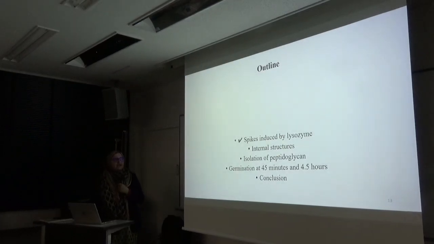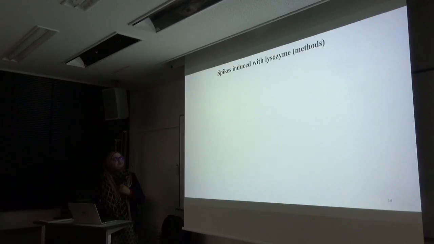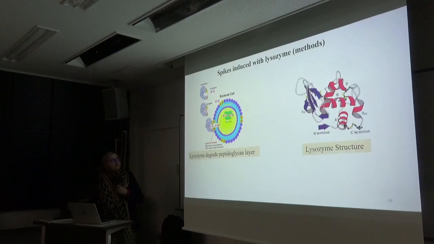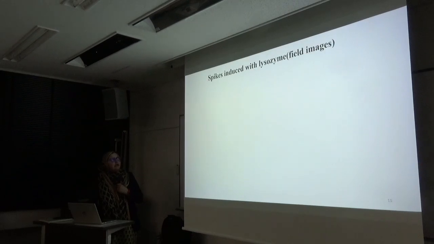Okay, so next I treated the spore with lysozyme. Lysozyme is a very famous enzyme. It's an antibiotic, and it is used to degrade the cell wall of bacteria, and it's commonly used in experiments, especially in gram-positive bacteria, where it degrades the peptidoglycan. This is the structure of lysozyme. I mixed the lysozyme with the spores for 1 hour at 1 mg per ml.